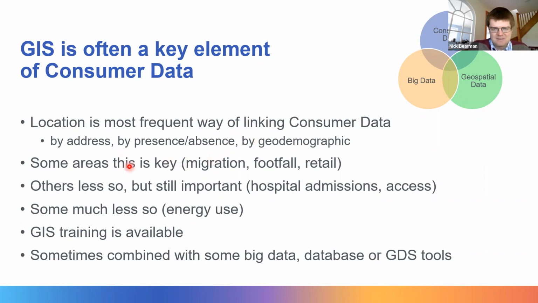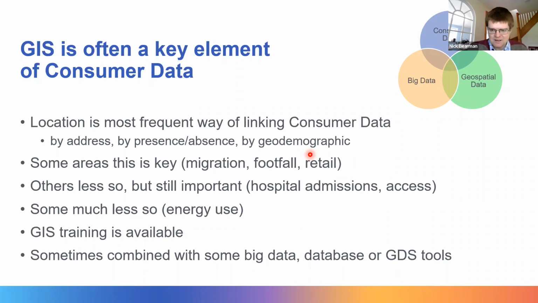In some areas, spatial is key. Migration is a great example. Where people are moving to and from is key to understanding migration. Footfall is also quite important. So where is the footfall? How does it vary in the space? Retail, probably slightly less so. Where the shops are is important. Where the users of the shops, the customers are, is important.